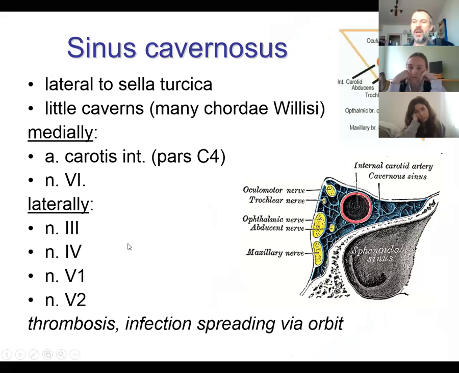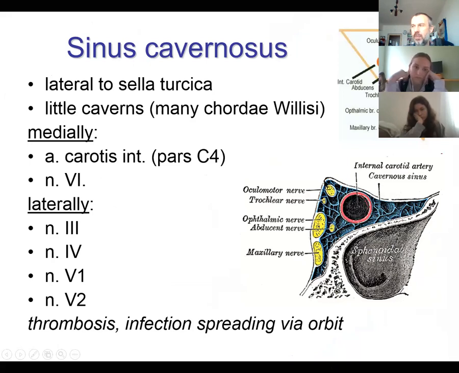What you should know is this, which is a frontal section through the cavernous sinus. So the cavernous sinus, we said, is on the lateral side of the Turkish saddle. So you can see here the sphenoidal sinus, which we find below the Turkish saddle, the sella turcica. And inside there are many small cavities. They are separated by the Willis cords.